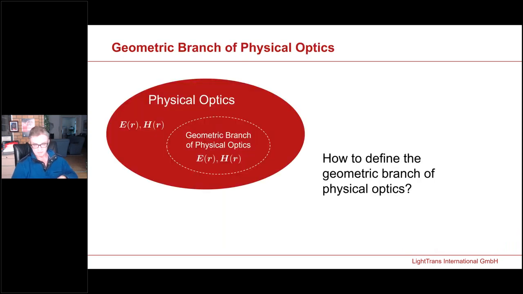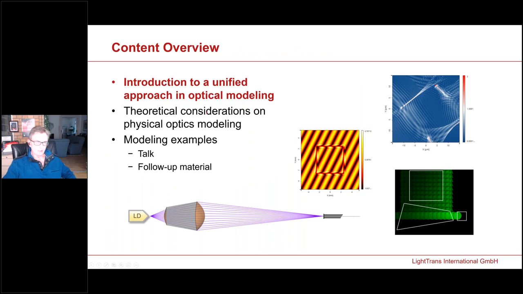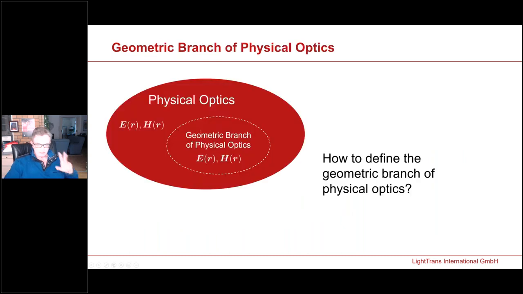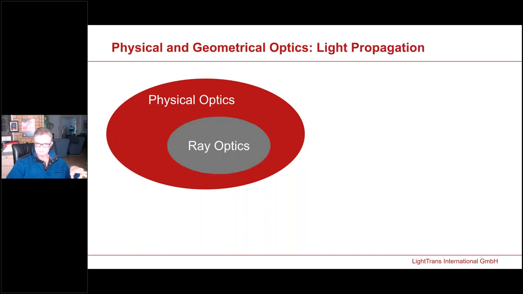Now, of course, comes a big question. What is this geometric branch of physical optics? How to formulate a theory which connects the general physical optics and this geometric branch? So that's, of course, an open question now, and we need to answer. So I come to certain considerations now on physical optics modeling. How to define this geometric branch of physical optics?